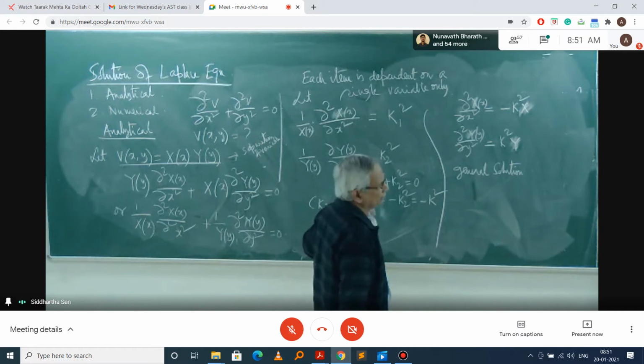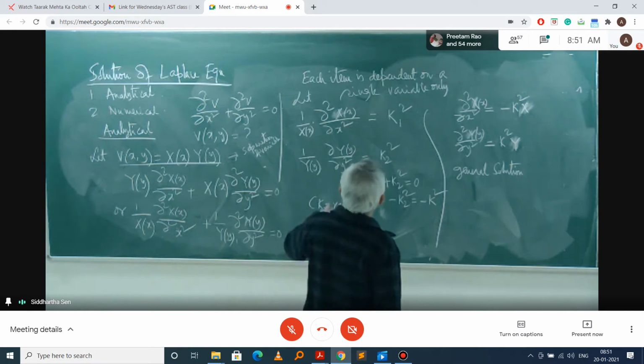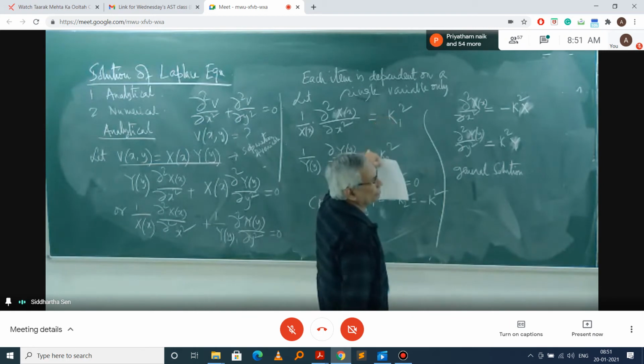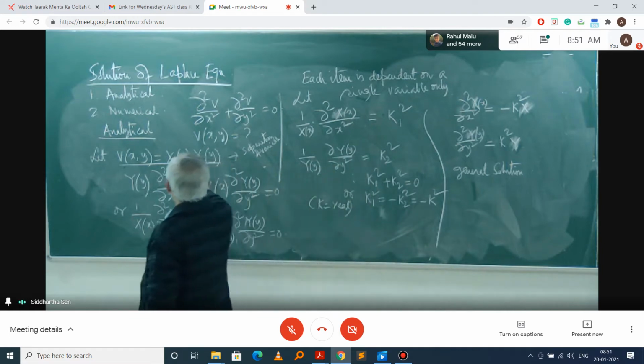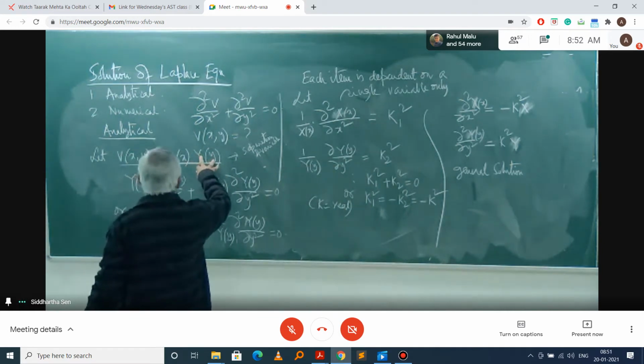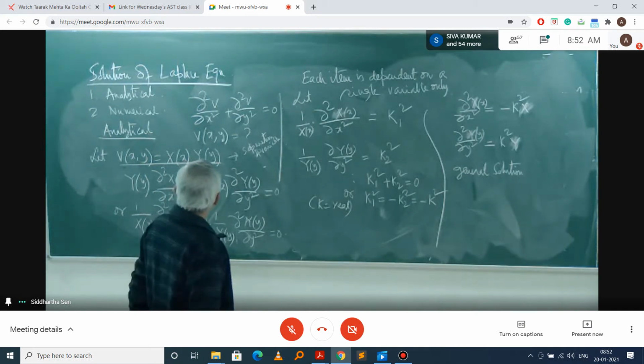Yes, sir. If K2 square is positive, then K1 square becomes negative, right? So basically, one of them will be positive, one of them will be negative. That's the thing here, because what we have solved is that one is x. Sir, but if they're real, then a square is always positive, no? That is what I'm saying, that it cannot be negative.